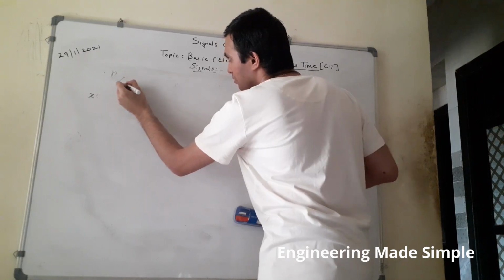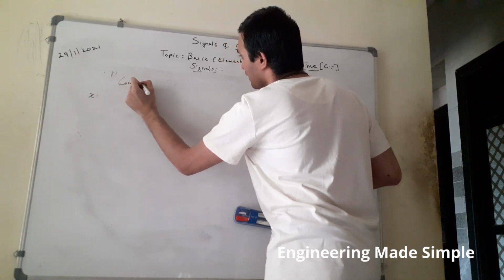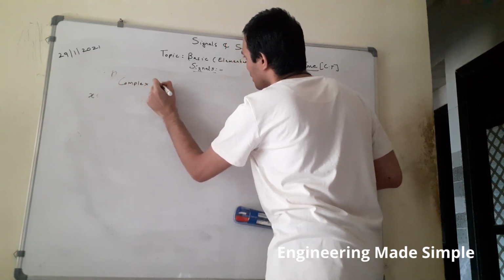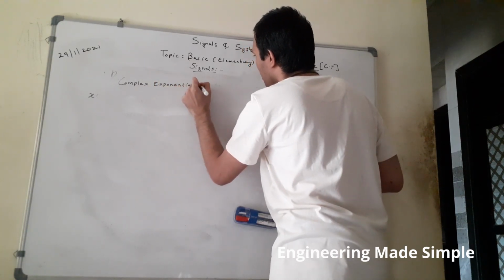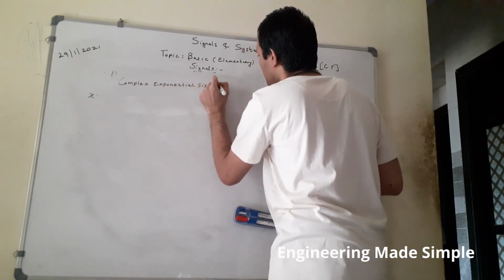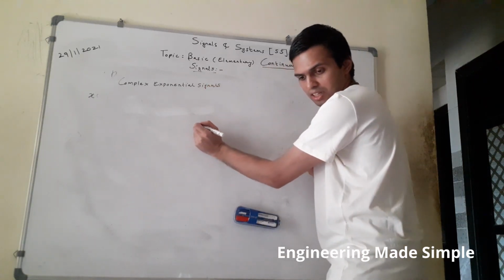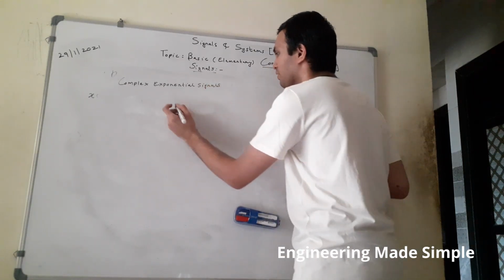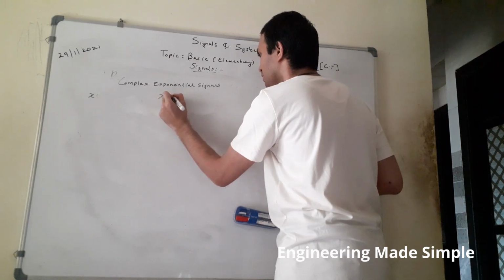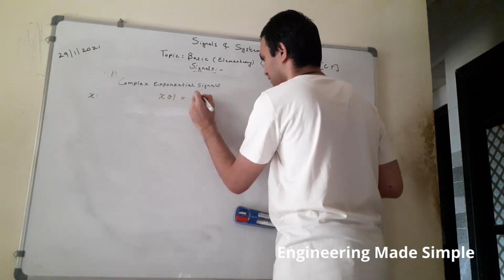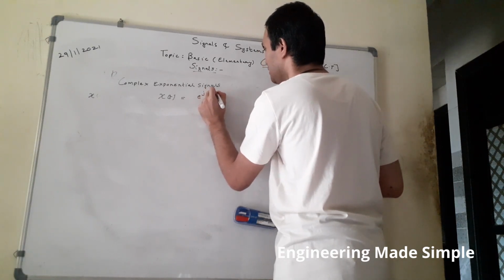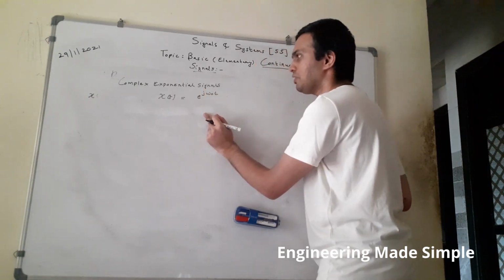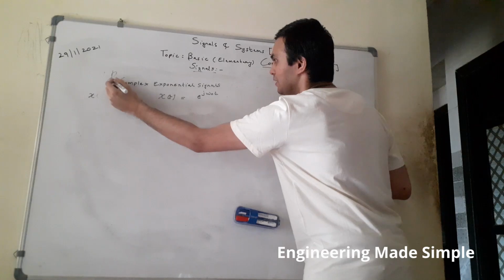So now complex exponential signal is another type of signal. This particular one, x of t, I am defining it as e raised to j omega naught t. Now have a look at this. Why is it called a complex signal?